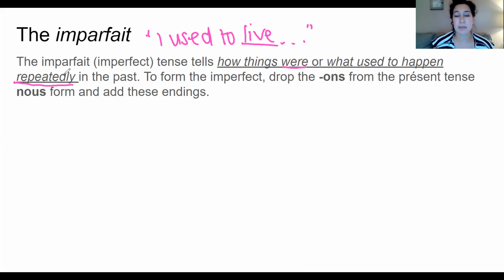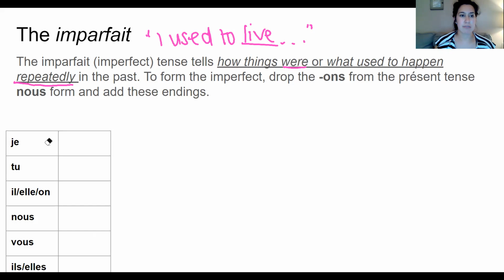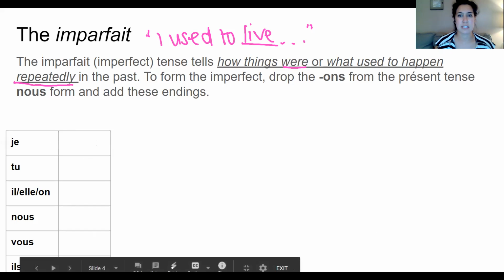So to form the imperfect, you drop the ONS from the present tense nous form and add these endings. We're going to break this down, and I'm going to explain with some examples what that means. So before I tell you the endings, I want you to have a little think right here. What do you think the ending is for je?